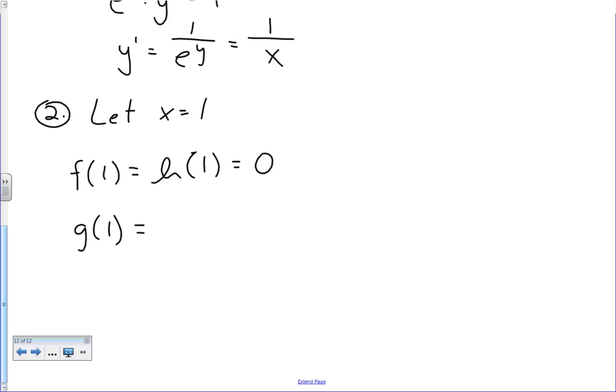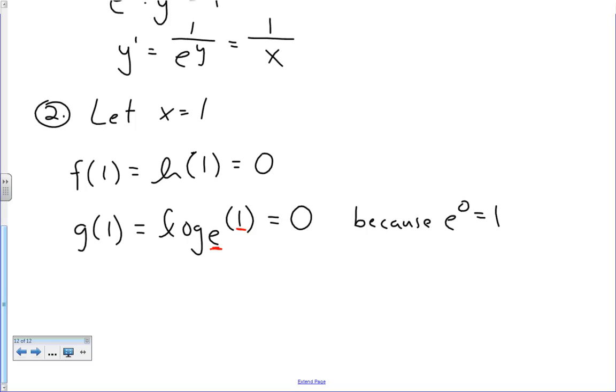Do the same thing for function g. For function g, this is going to be the log base e of 1. Remember, we said that when you're solving a logarithm, it's like asking yourself the following question: what power do I have to raise the base e to in order to end up with this value of 1? e to what power is equal to 1? Well, anything to the 0 power is 1. So e to the 0 is equal to 1.